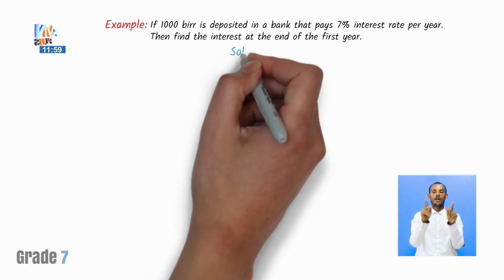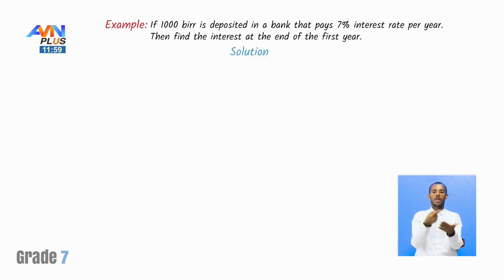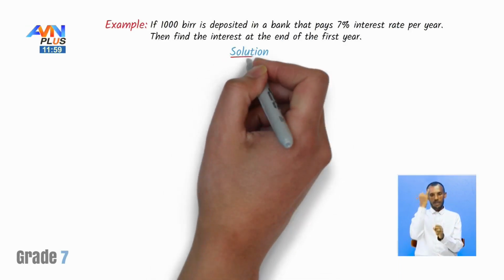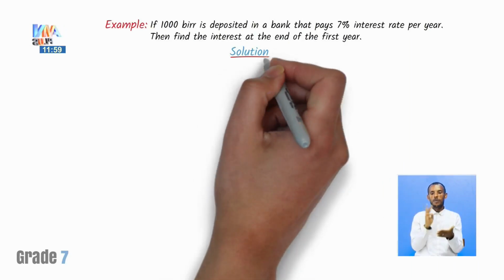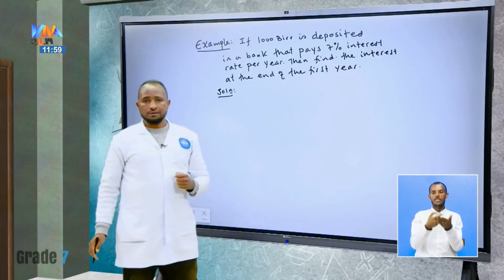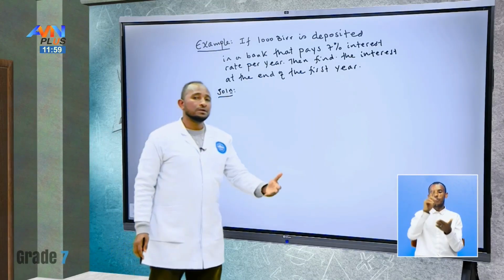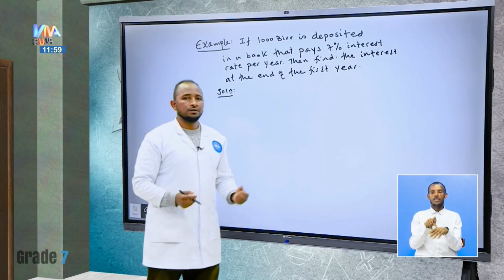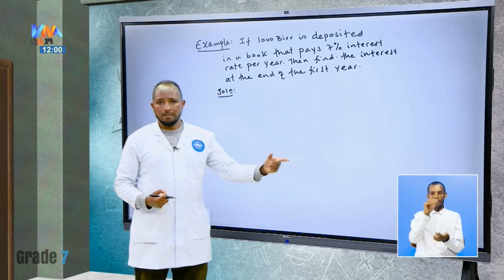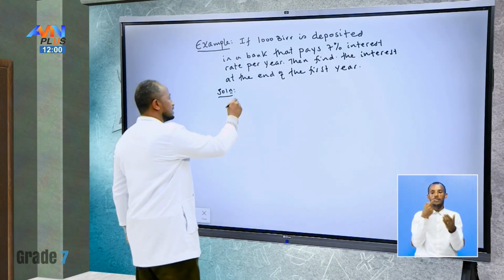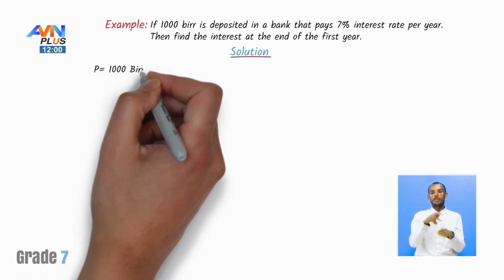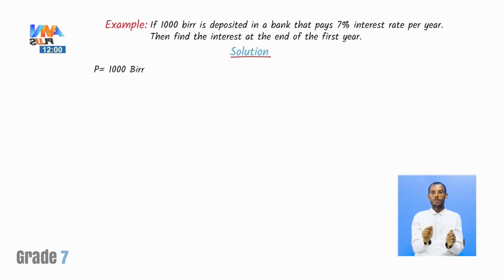Okay. So here, let's try to find the terms in this statement. It says 1,000 birr is deposited. What does this 1,000 refer to? This 1,000 is the principal, the money invested or borrowed. So we use the symbol P for the principal. P is equal to 1,000 birr.